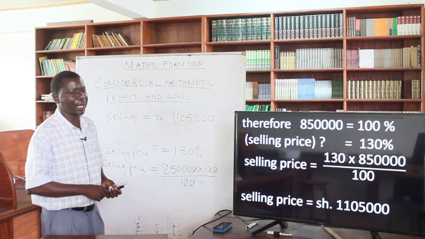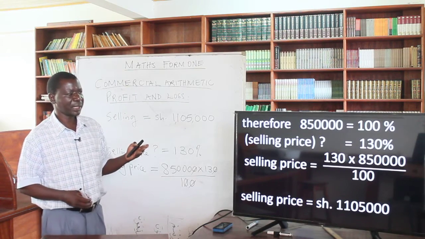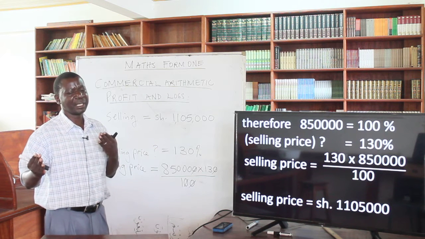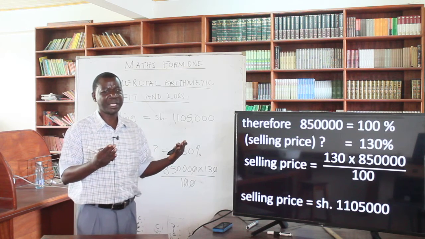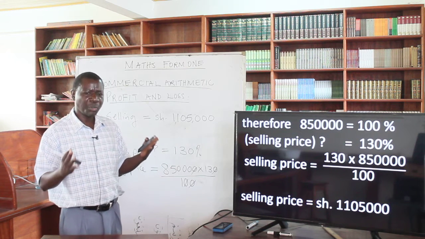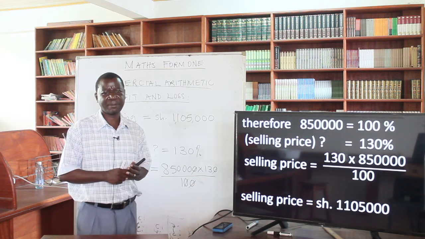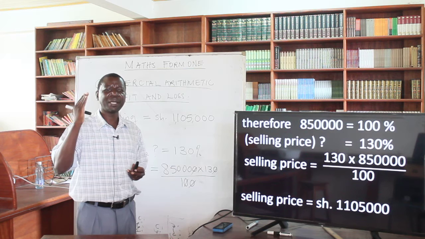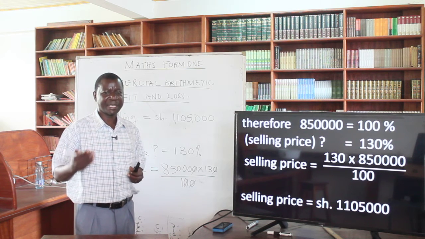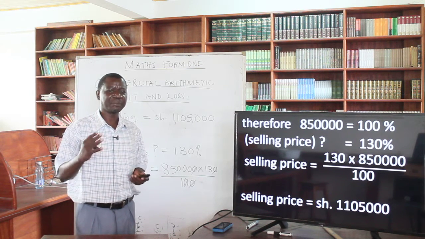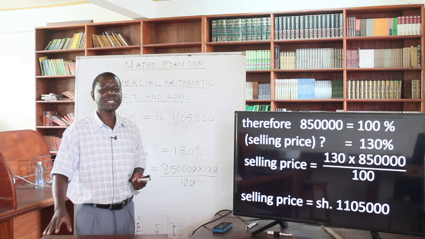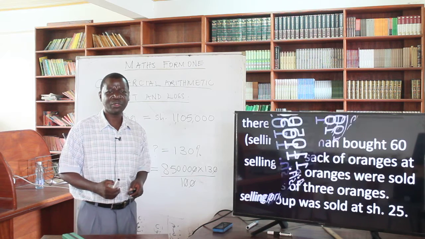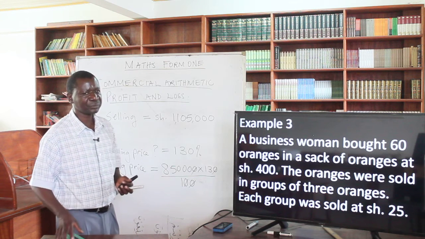Welcome back. We have already seen that if you are supposed to calculate the selling price given the buying price and the profit, we look at the percentages. I want to insist that the percentage of the buying price is always 100%. So there it goes, another example.